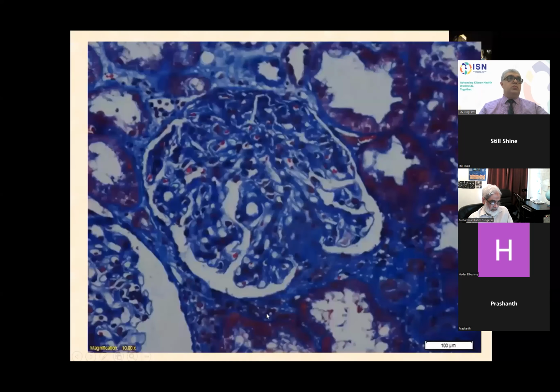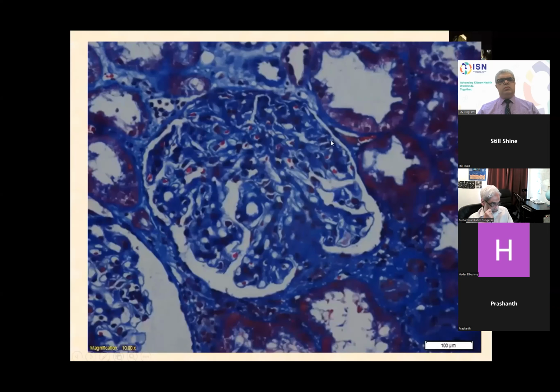This section is stained by Masson trichrome, and here is a glomerulus, and this is the hilar pole where the afferent and efferent arterioles lie. On the other side, at the periphery of the tuft, we have noticed a segmental sclerotic lesion that is Masson trichrome positive, in blue color. This segment of sclerosis is adherent to the capsule of the glomerulus and is obstructing the urinary space.